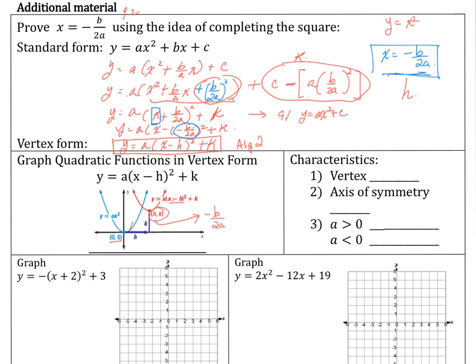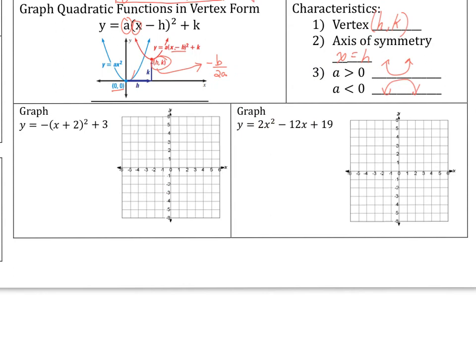Okay, let's look at some characteristics here of the vertex form of a quadratic function. The vertex would just be read as h, k. And the axis of symmetry would just be x equal to h. And again, when a is greater than 0, your graph will open upward, and when a is less than 0, which is what I'm talking about here, your graph will open downwards. Okay, let's practice graphing a quadratic function in vertex form.